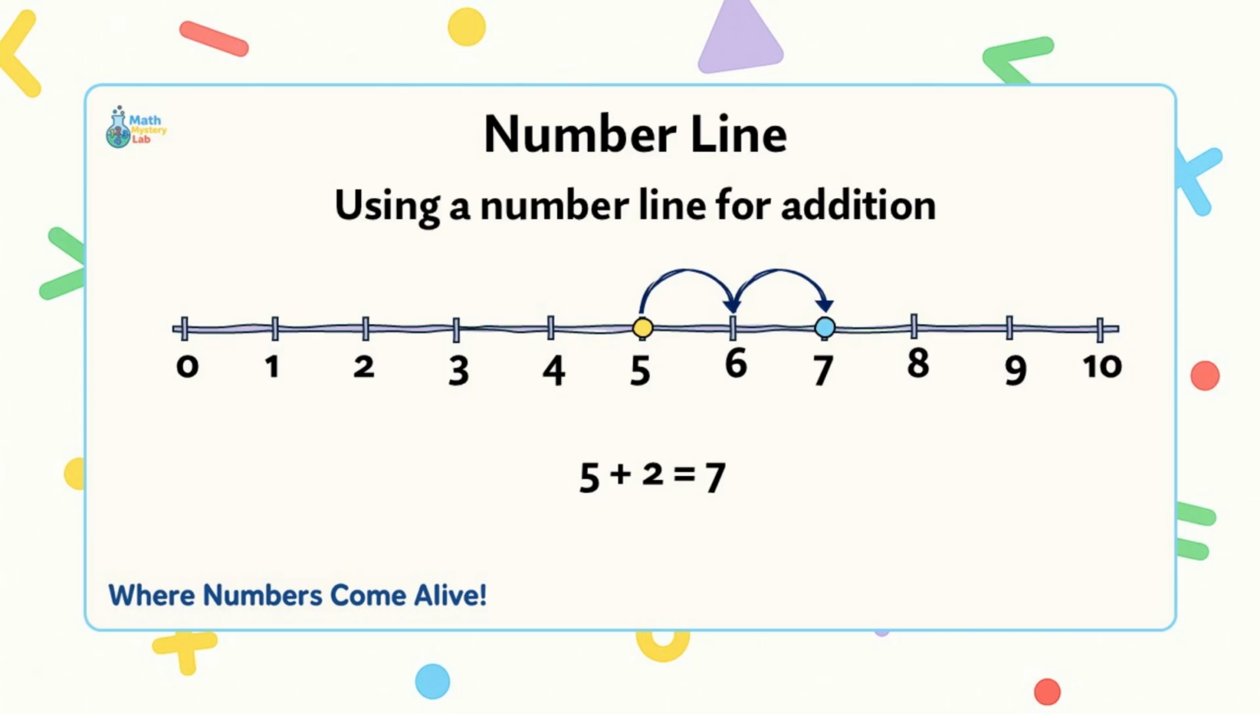You can also choose to start on the 2 and then jump 5 times to the right. It is easier to start on the larger number in the addition. This way, you don't have to make a lot of jumps.